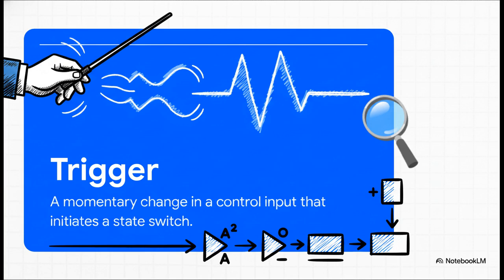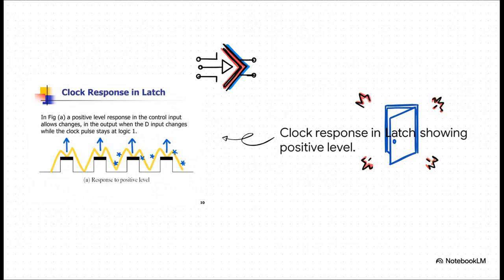Think of it like a conductor's baton. It's the exact precise signal that tells the digital memory to update its state. So how does that trigger actually operate in practice?